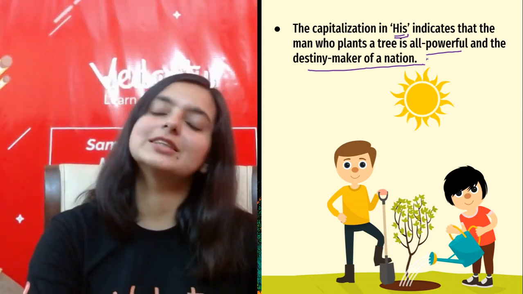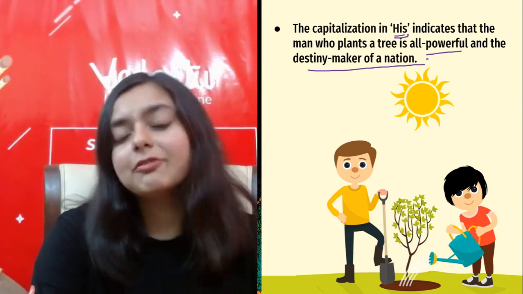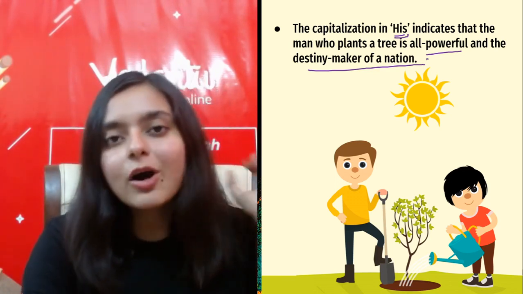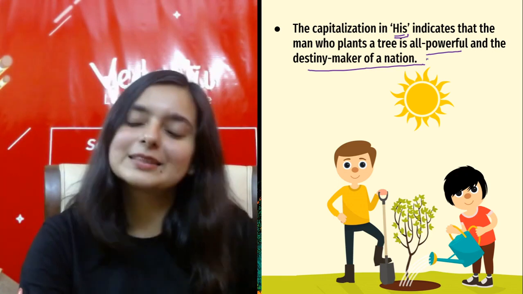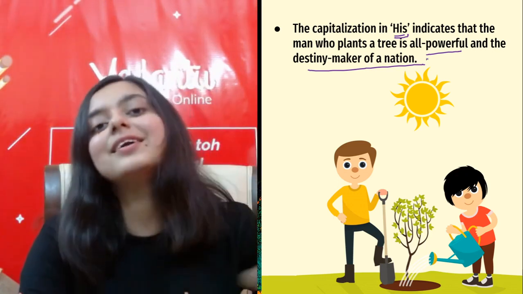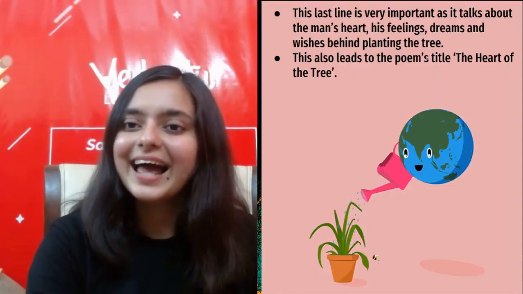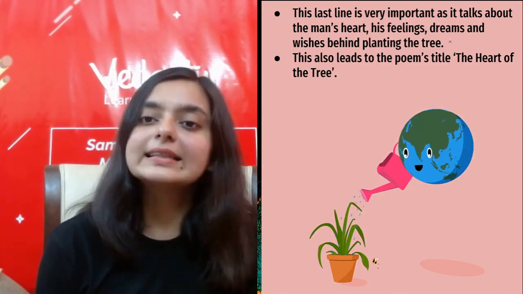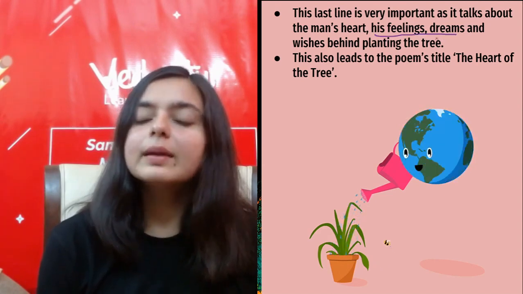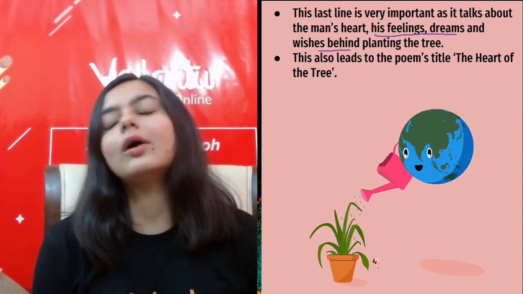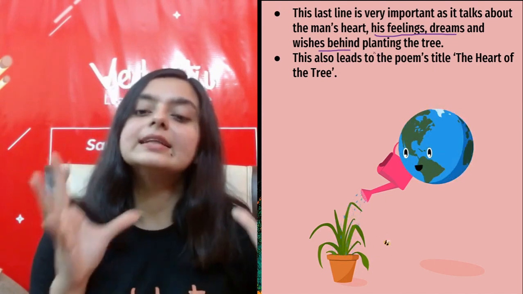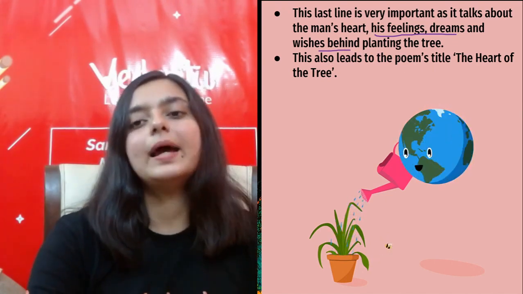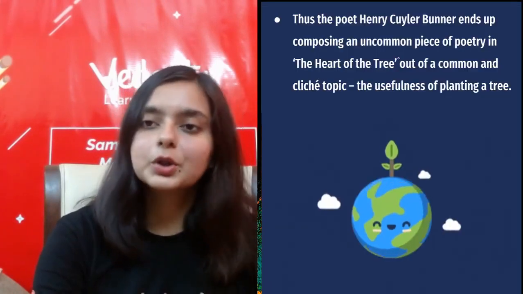So this is something which is very, very beautiful and very useful, especially in today's context, guys. So let's go green. Let's be motivated by this poem, and let's plant a tree, each one of us, right? So he's talking about the man's heart, his feelings, his dreams, right? Throughout the poem, he's talking about all of these things when he is planting a tree. So this leads to the title as well, The Heart of the Tree.